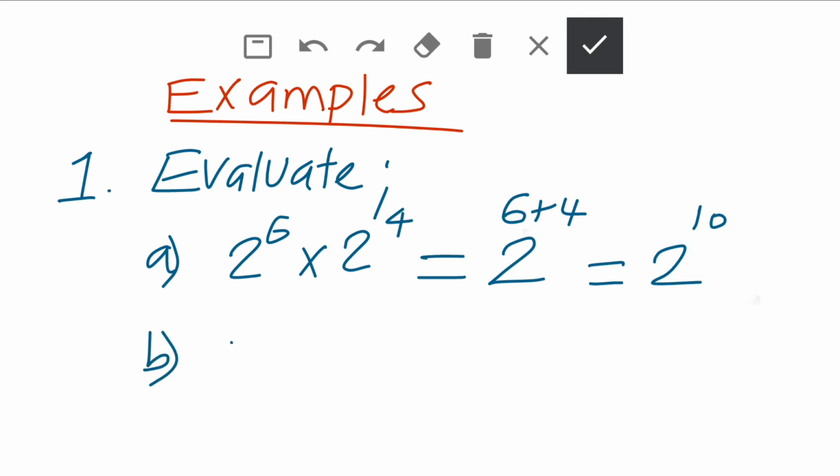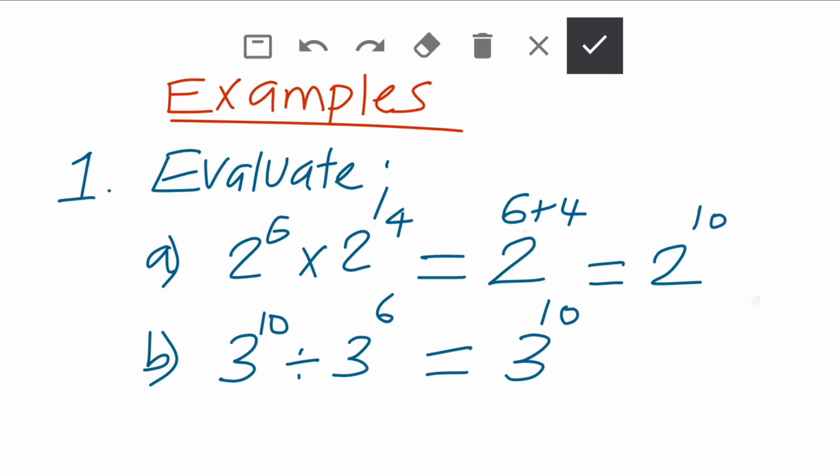B, example number 2, if we are supposed to evaluate 3 to power 10 divided by 3 to power 6, what are we going to do? We are simply going to pick one of the bases, and in this case that is 3, and then because we are dividing, then for the powers we shall subtract. So that is simply 3 to power 10 minus 6, and that is 3 to power 4.